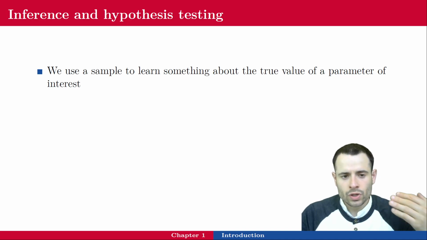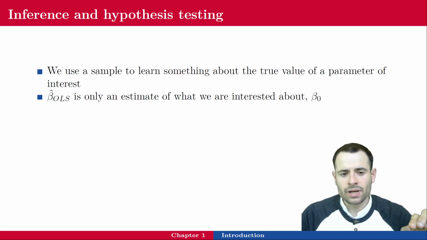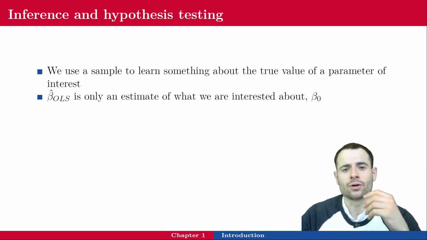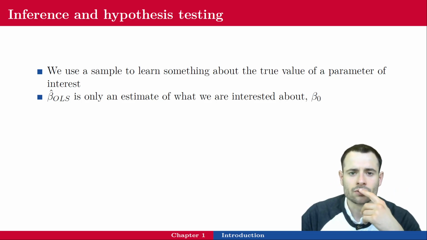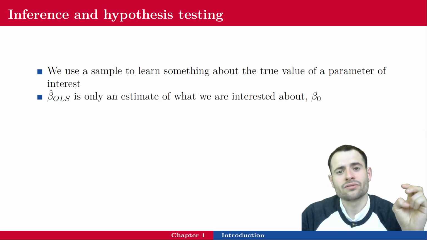So, we use a sample to learn something about the true value of a parameter of interest. Beta hat OLS is only an estimate of what we are interested in, beta 0. It is not the true number. Hopefully it's close enough. Sometimes it's hard to know if it's close enough.